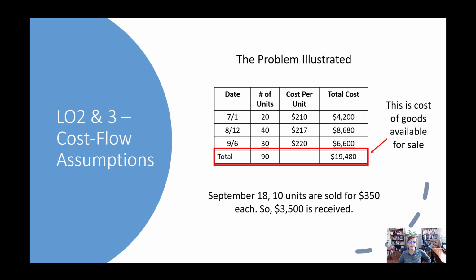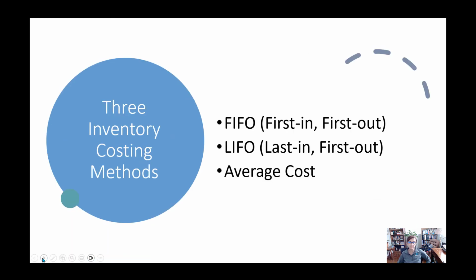So that's when we need what's called a cost flow assumption, or an inventory costing method. We have to make some assumption about which units were sold because we don't know. That's key, because a lot of times students think that we're talking about selling particular items, but we're not. We're making an assumption that particular items were sold. So we have 3 different inventory costing methods we're going to look at. We have FIFO, which is the first in, first out. We have LIFO, last in, first out, and then we have average cost.